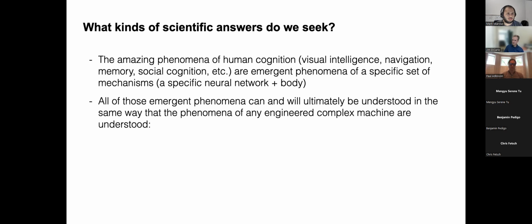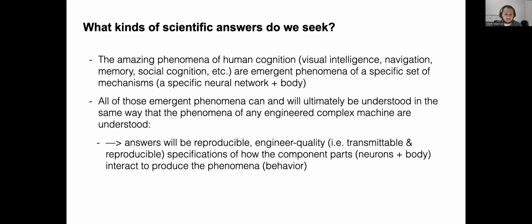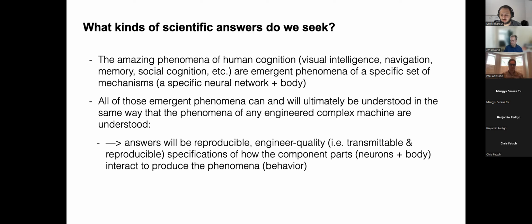And again, to echo, each of these will ultimately be understood in the same way the phenomena of your iPhone example is understood, another engineered complex system. How are the phenomena of transistors to iPhone user interface understood? Think about that for a minute. The answer is some reproducible engineered quality, i.e. a transmittable and reproducible specification of how the component parts, whether they're transistors or neurons, interact to produce the phenomena, whether they're behaviors that we measure or the user interfaces, to use the app analogy.